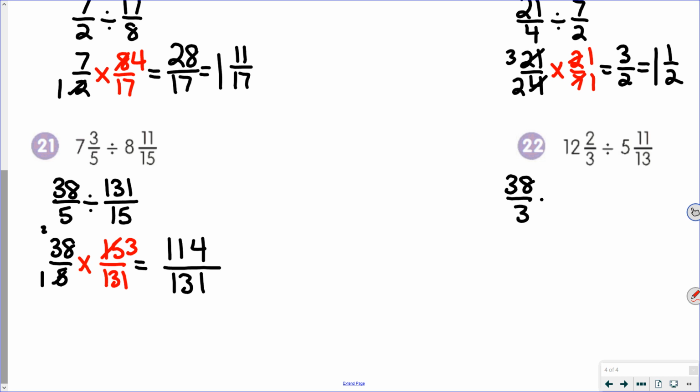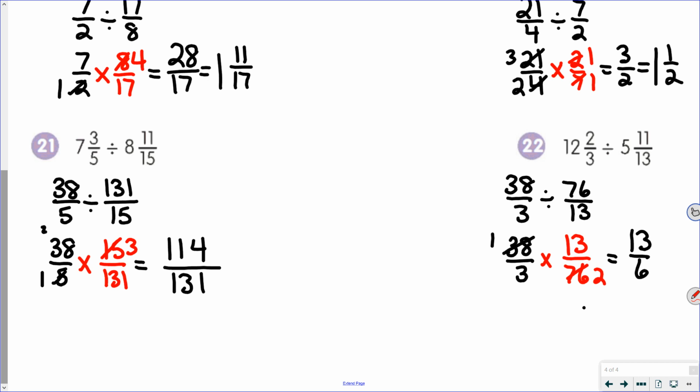And finally, 38/3 divided by 76/13. Keep, times, turn. And yes, there's simplifying you can do, especially if you know your 38s. 38 divided by 38 is 1. 76 divided by 38 is 2, which gives us 13/6, which simplifies down to 2 1/6.